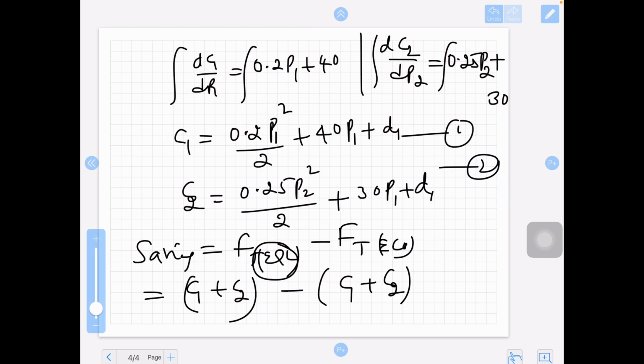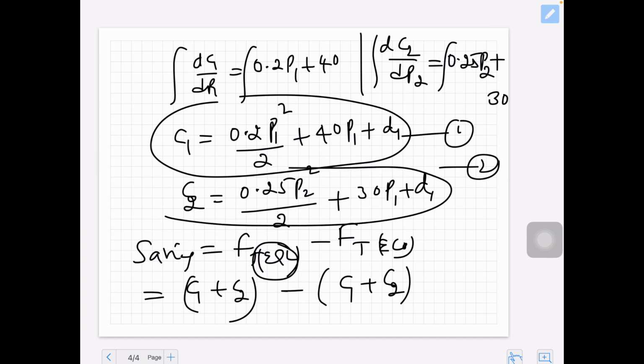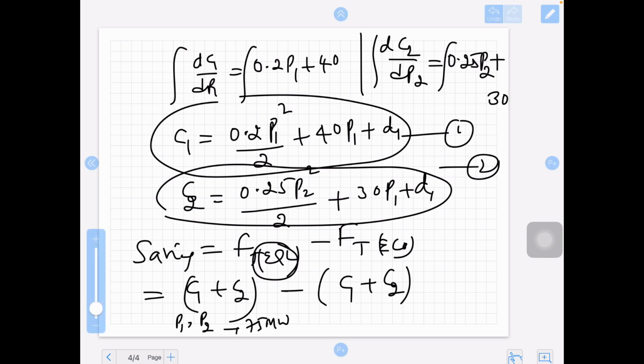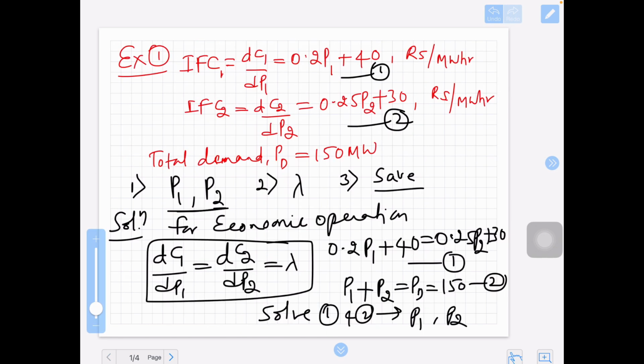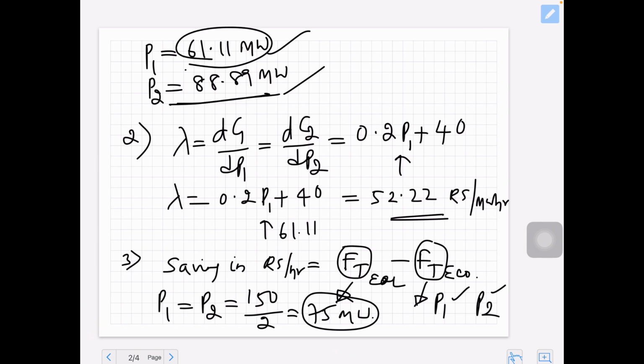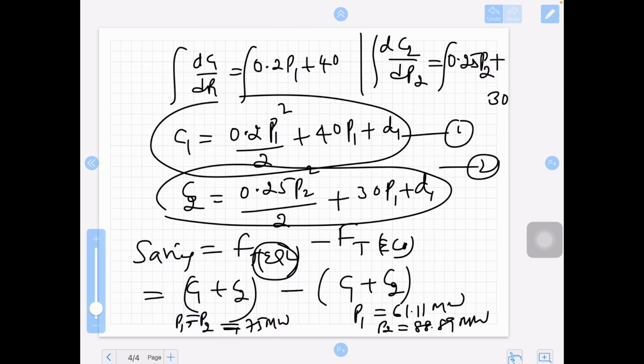So here the C1 equation is there, the C2 equation is there. Here P1 and P2 values we have to consider as 75 megawatts, both the same, equal load sharing. For economic load scheduling, we found P1 is 61.11 megawatts and P2 is 88.89 megawatts. These are the values we have to substitute.